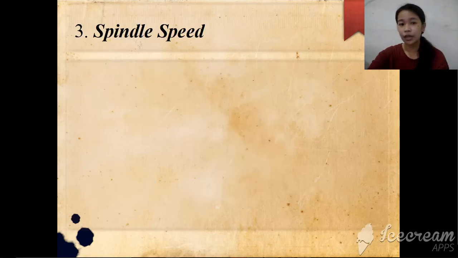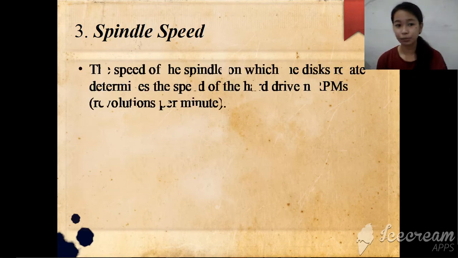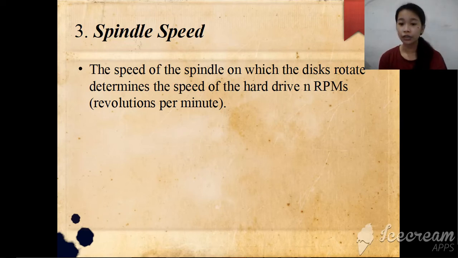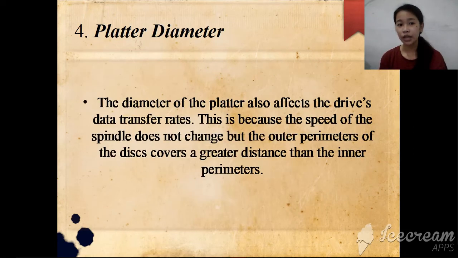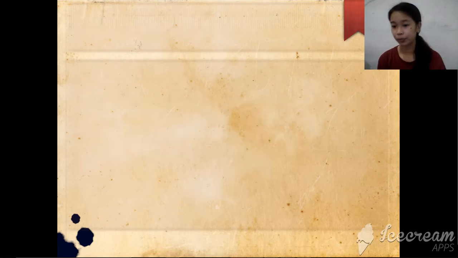The next one is the spindle speed. The speed of the spindle on which the disk rotates determines the speed of the hard drive in RPMs, or revolutions per minute. Next one is the platter diameter. The diameter of the platter also affects the drive's data transfer rates. This is because the speed of the spindle does not change, but the outer parameters of the disk cover a greater distance than the inner parameters.